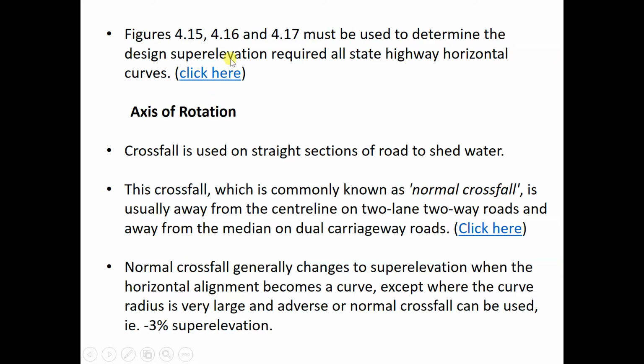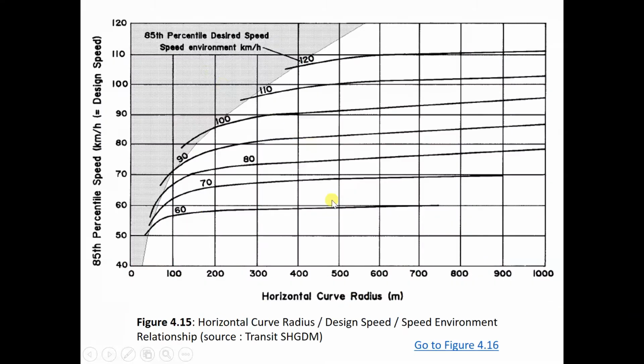Figures 4.15, 4.16, and 4.17 must be used to determine the design super elevation required for set highway horizontal curves. So we look at the design speed. For example, let's say we design for 80k, but we don't look at the actual 80k. We look at the 85 percentile desired speed. Okay, 85 percentile desired speed.